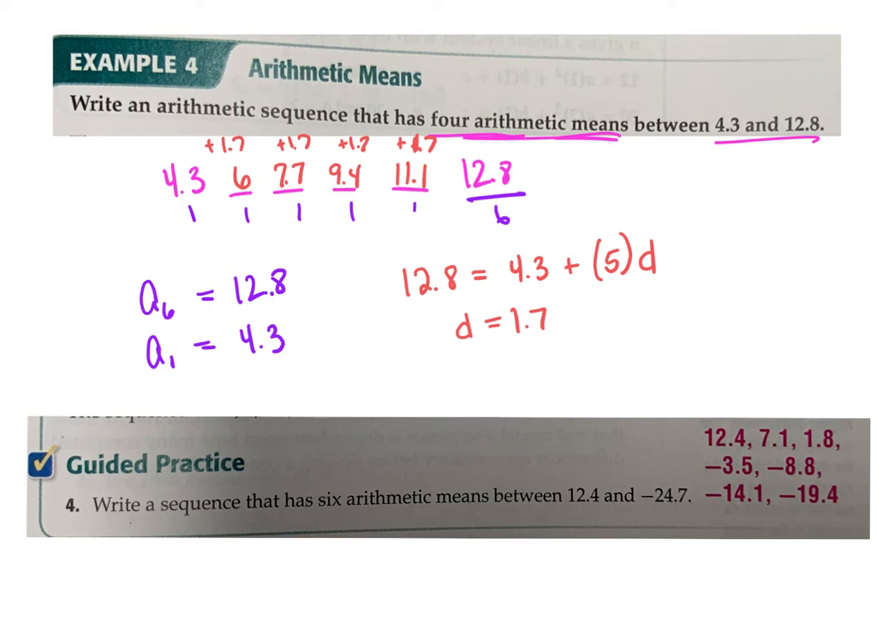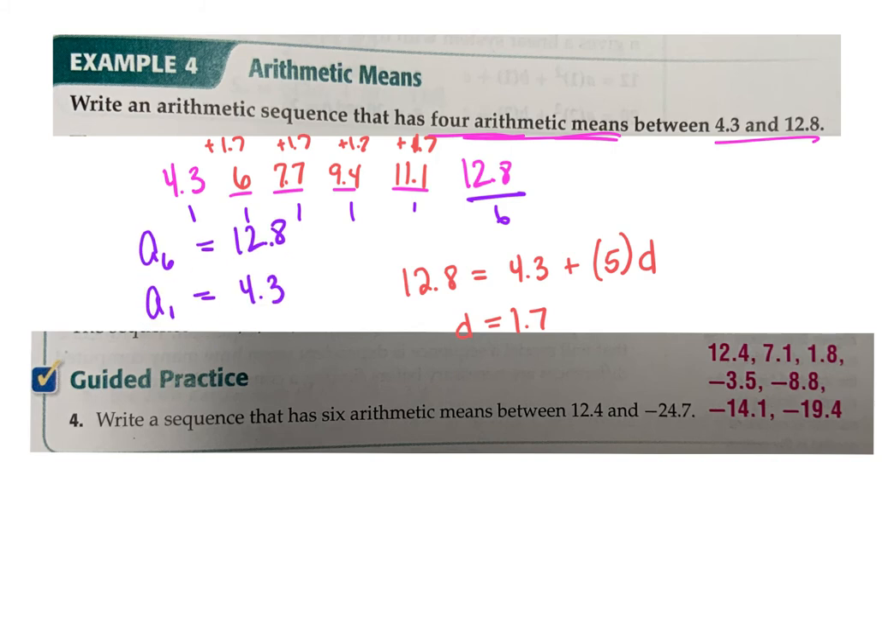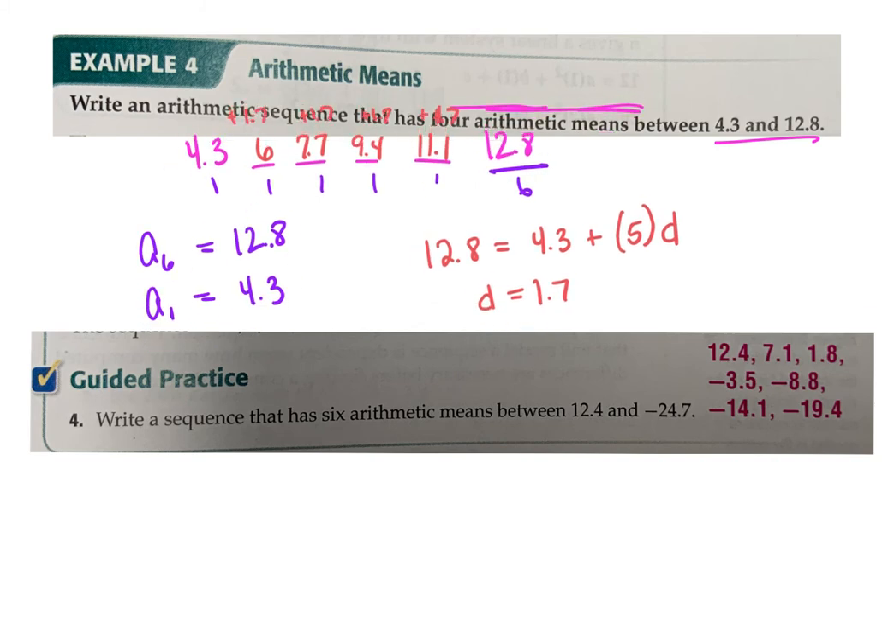Let's go over it. All right, so just scoot that up a little bit. All right, so for this one, 12.4 is my first term. Which term is -24.7? Your 8th term. That is your 8th term, right? You have your first term and your last term and 6 in between. That's 8 terms altogether, right?